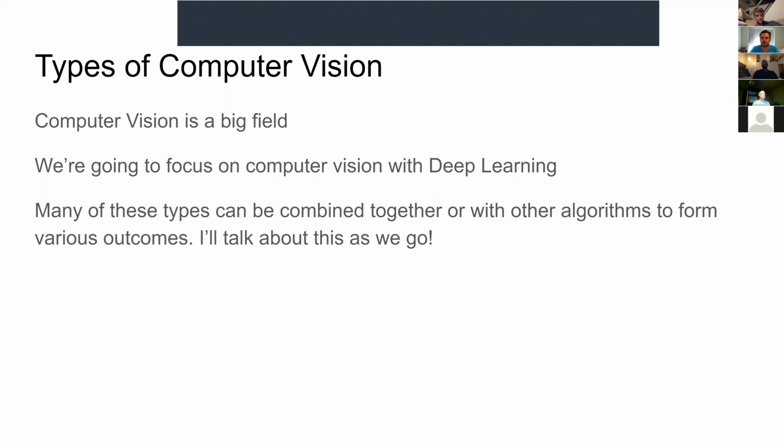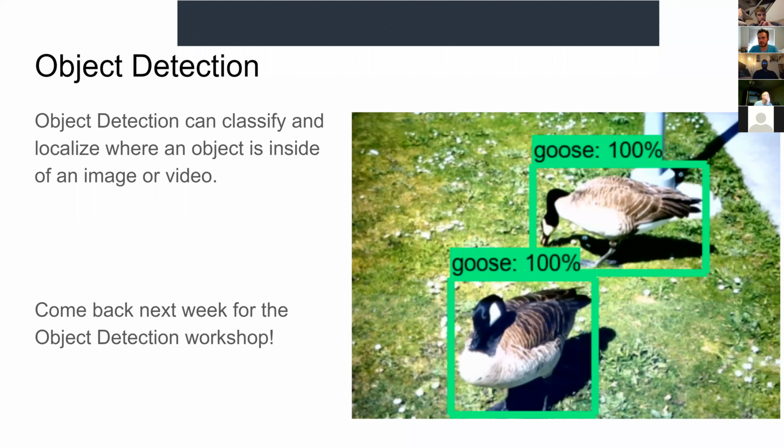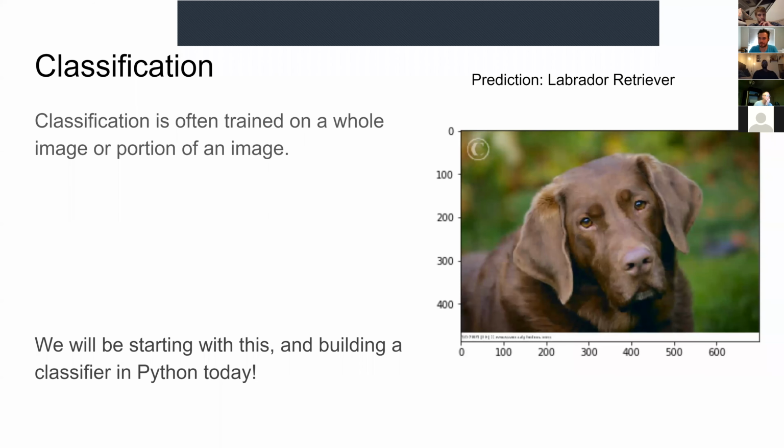Types of computer vision. So again, computer vision is a really big field. We're going to focus on computer vision with deep learning in this talk. And many of these types I'm going to talk about can be combined together or with other algorithms to form various outcomes. So as we go through them real quick, I want you to think about how you could use this specific instance of a model to work with something else or understand what's happening in an image. So object detection, classification, sorry. So classification, that's what we're going to be building today.